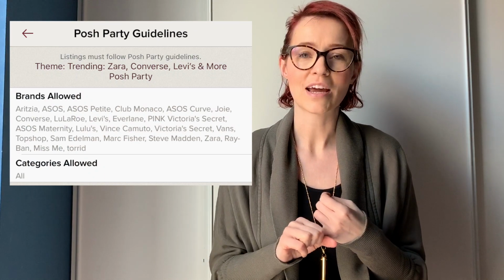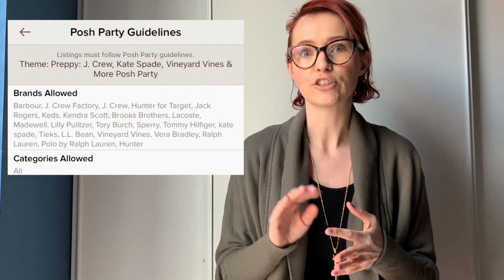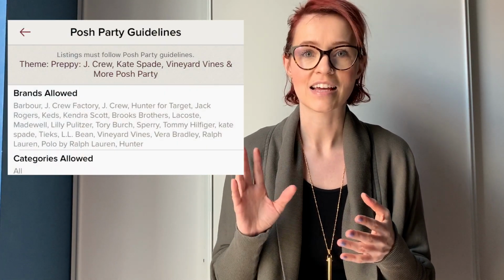But anyway, I've seen trending brands, so they'll have like Zara and Torrid and Aritzia, or there's one that's like preppy brands, so they'll have like J. Crew and Kate Spade and Lacoste. So that's usually that like 12 p.m. party. The party at 3 o'clock is usually a category party, and so sometimes it's makeup, sometimes it's jewelry and accessories, other times it's shoes.